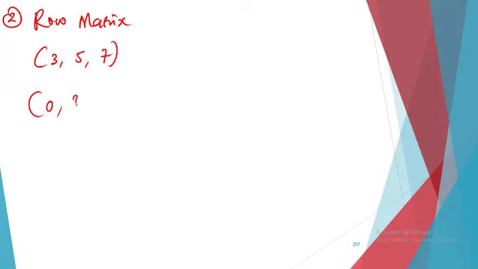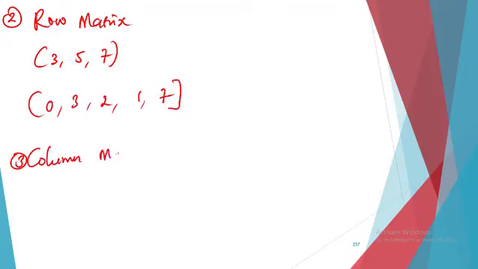So let's go to number 2. Number 2 is what we call row matrix. A row matrix is a matrix that has exactly one row. For instance, we have 3 5 7. How many rows does it have? Just one. We can have 0 3 2 1 7. That's one row, and we call it a row matrix.